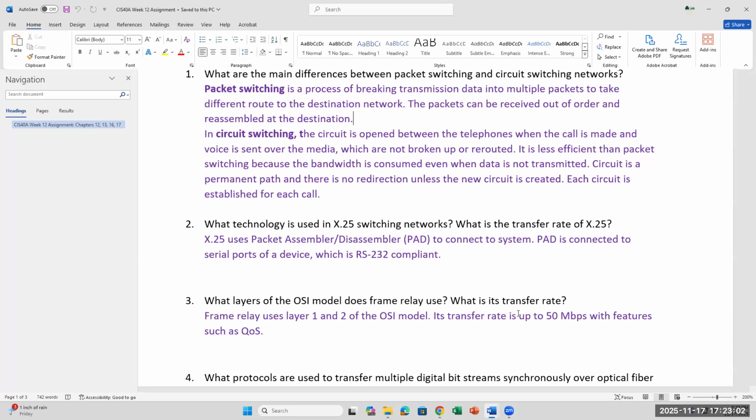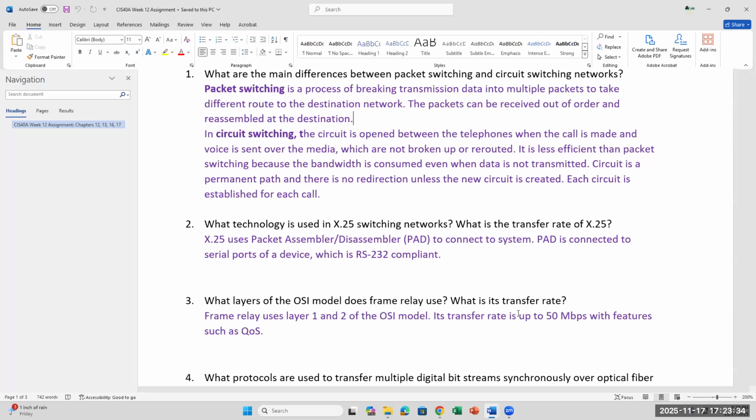So PAD was used for connection in X25. And PAD is also connecting at the serial port using an RS-232 compliant cable. And then for number 3, it says, what layers of the OSI model does frame relay use, and what is its transfer rate? So frame relay, it uses the digital X25.